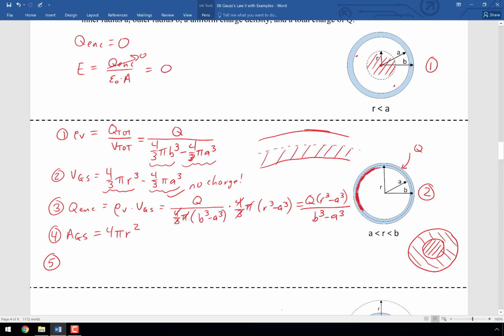And then step 5, what is the electric field? It is the enclosed charge divided by epsilon 0 times the area of the Gaussian surface, which is Q times r cubed minus a cubed divided by b cubed minus a cubed, and then I'll add an epsilon 0 to the denominator, and then the denominator also gets a 4 pi r squared, where that's the area of the Gaussian surface. Let's see, can anything cancel here? I don't believe that anything can cancel, so I think that's about as simple as I can get it. So I'm going to go ahead and leave it like that.